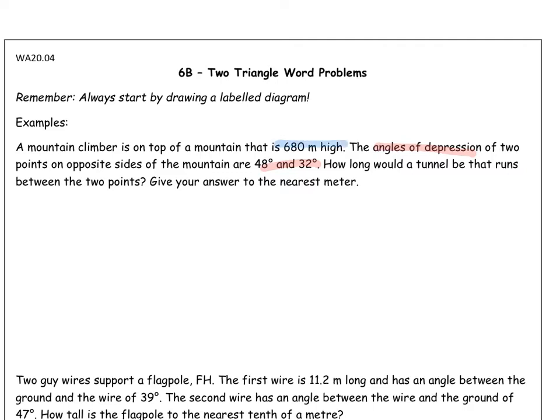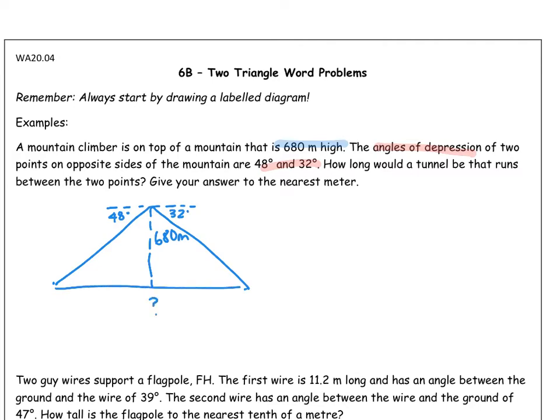Okay, so basically we have a picture where I have a guy on top of a mountain. The mountain is 680 meters tall. The angle of depression to 2 points on opposite sides. So looking over here and over here, looking downward. Okay, so the angle of depression on one side is 48 degrees and on the other side is 32 degrees. It wants to know how far apart are the 2 points.